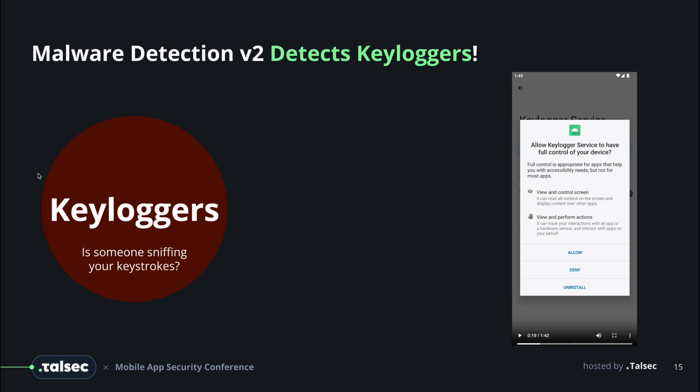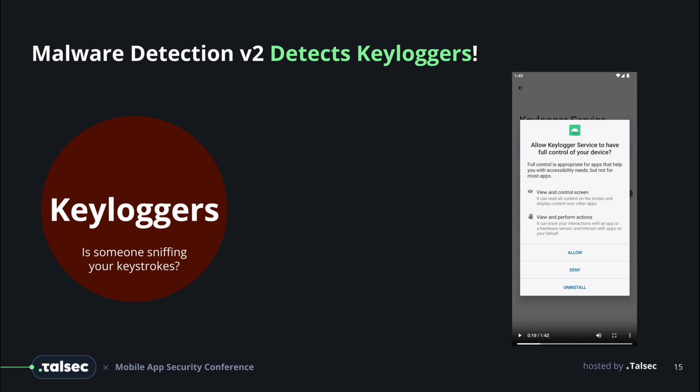Now we have a list of special features aside from malware families. We also have an alternative approach to detect keyloggers. This method is again about sniffing your keystrokes. It's a kind of malware where, once the malware is installed, it asks the user to grant it the view and control screen permission and the view and perform actions permission. So if the user is careless in confirming, this kind of malware can then steal any keystrokes from the screen.